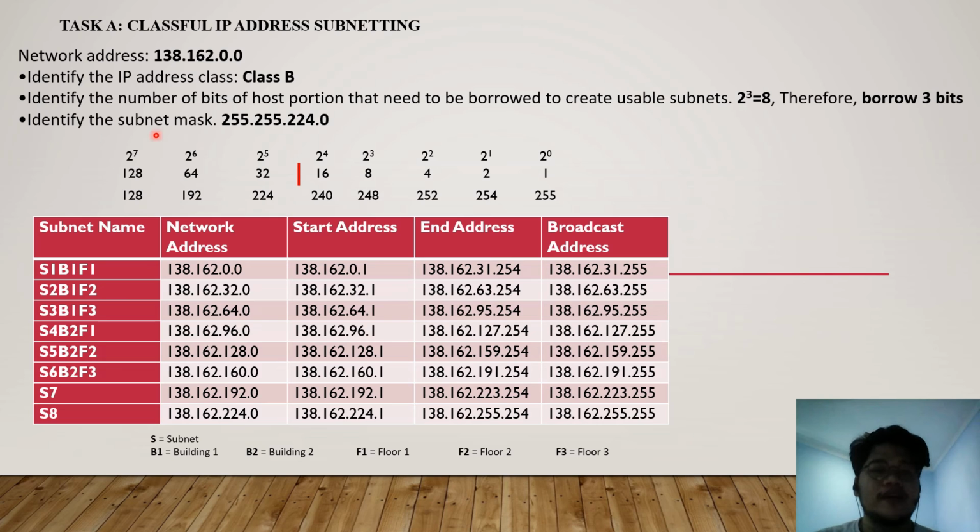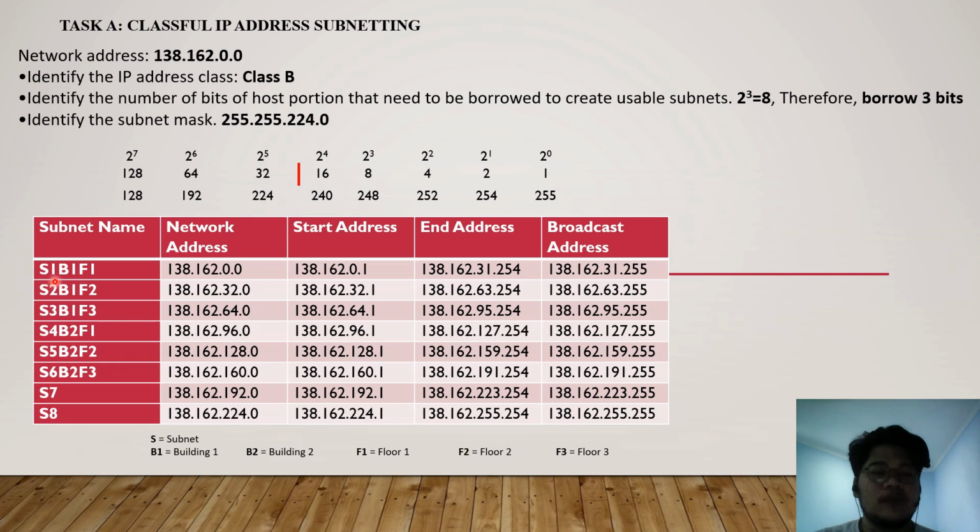Next we identify the subnet mask. Our subnet mask is 255.255.224.0. Because we are Class B, we change the third octet, and this is why we get 224. We borrow 3 bits, giving 224. So the subnet mask is 255.255.224.0.